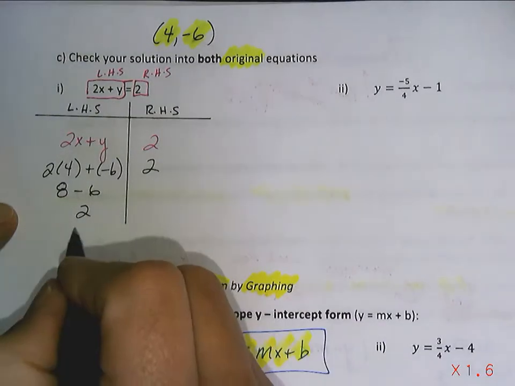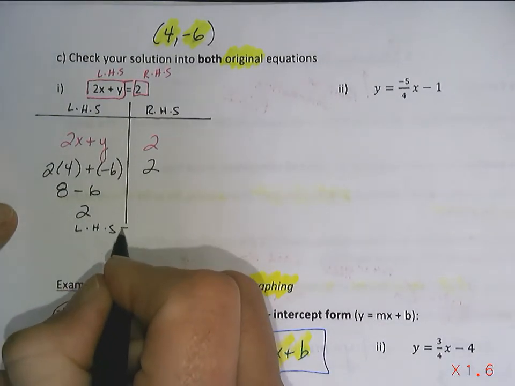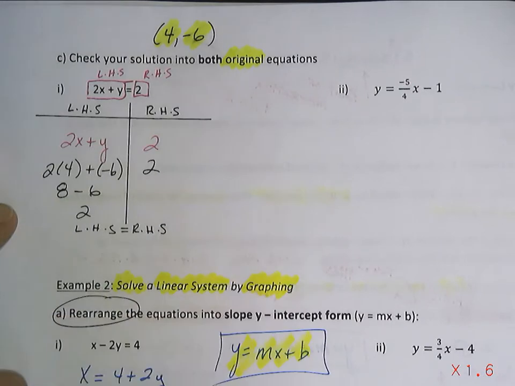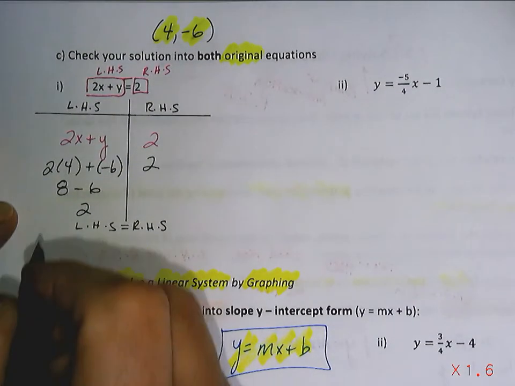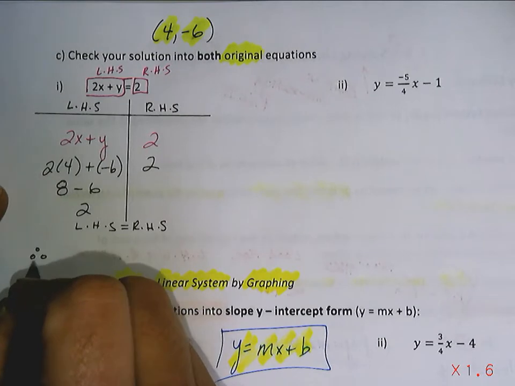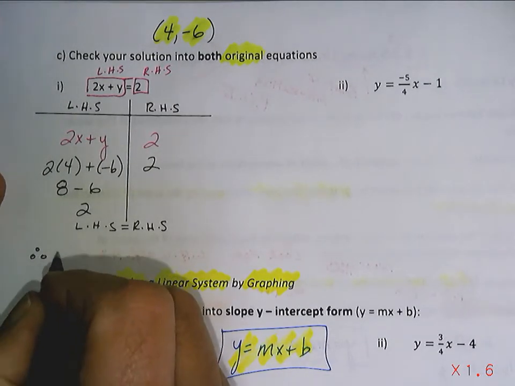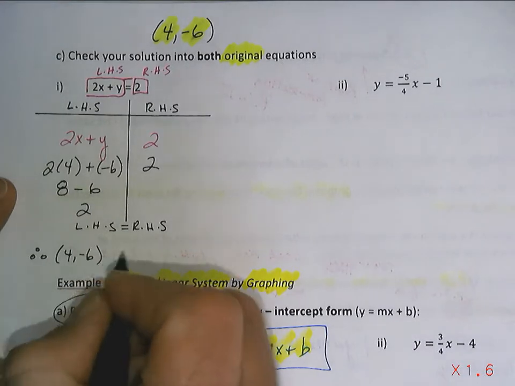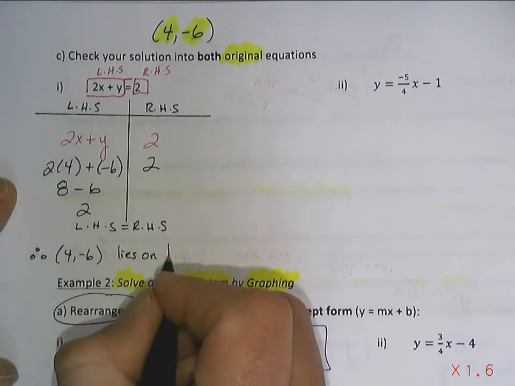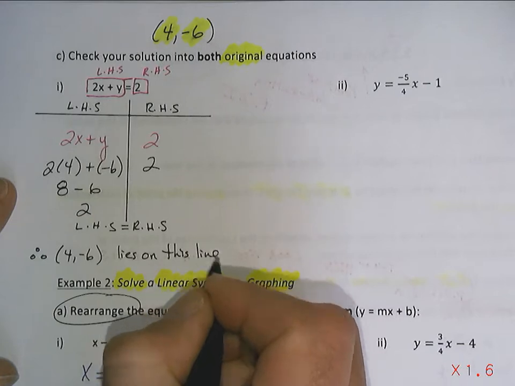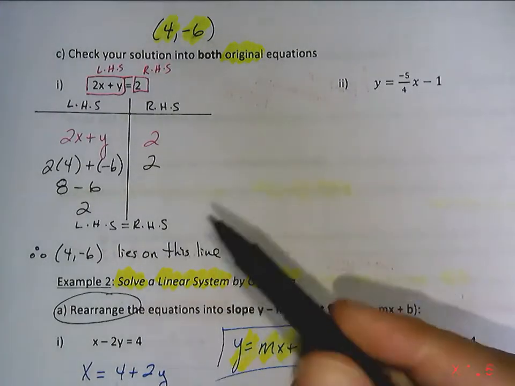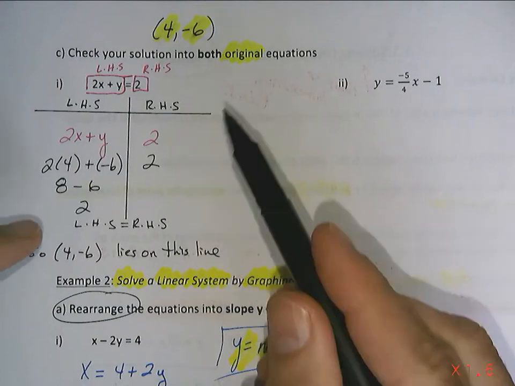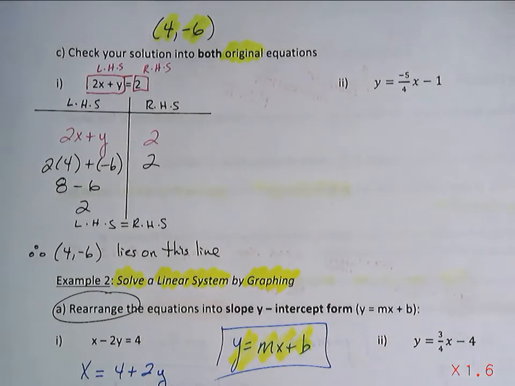Notice what we have. We have left-hand side equals right-hand side. That means something. That means, and three dots means therefore, that means (4, -6) lies on this line. The fact that the left-hand side equals the right-hand side means that this point that I'm checking lies on the line. Now that's great, but it doesn't make it the point of intersection. To be the point of intersection, it has to lie on both lines.